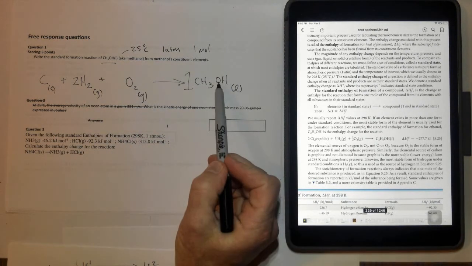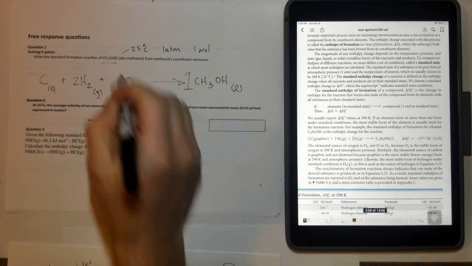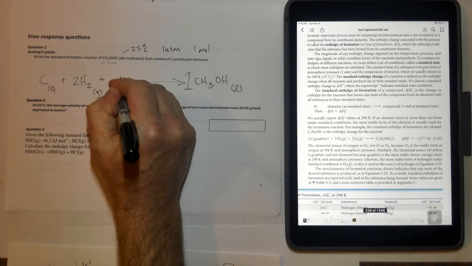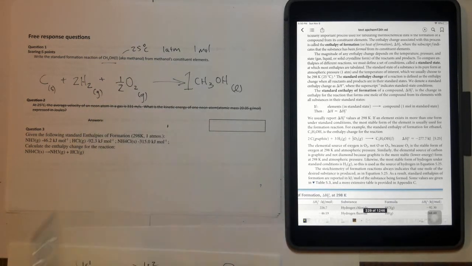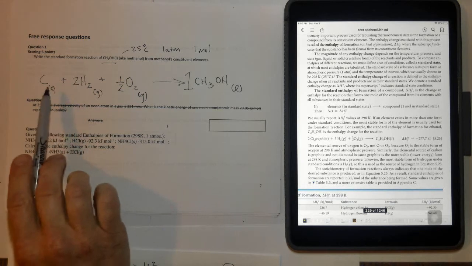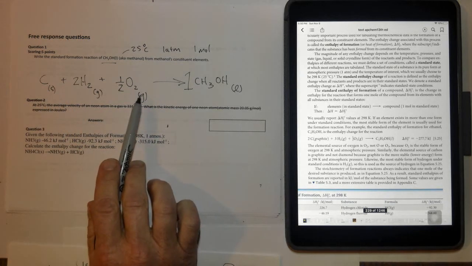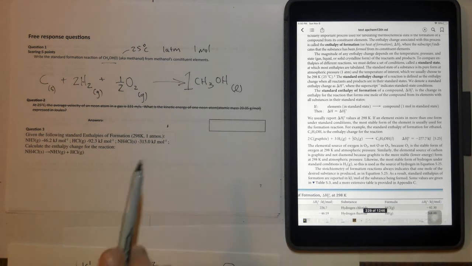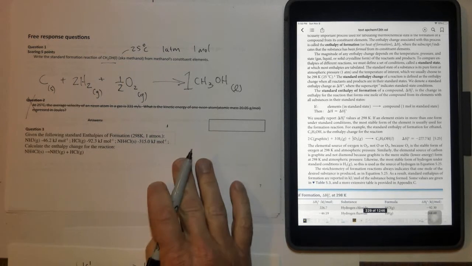To make it so we'd only have 1 oxygen over here, we'd have to put a 1/2 in front of it on this side of the reaction to make sure that it's balanced. But there is the equation for the standard enthalpy of formation of CH3OH. Question number 2 is not tested this year.